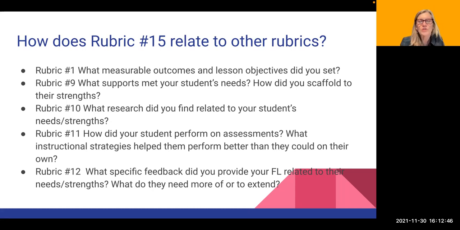What instructional supports or strategies did you provide that scaffolded to your students' strengths or supported them in their needs as they took those assessments, or that enabled them, maybe you did those things throughout the course of your teaching, and it enabled them to perform better on the assessments than they had perhaps on the baseline. And then rubric 12 asks, what specific feedback did you give related to the needs or strengths? And the reason why that's important is maybe you provided a strategy there for them as feedback, but now you want to take that strategy or that bit of advice and reinforce it in a next step.